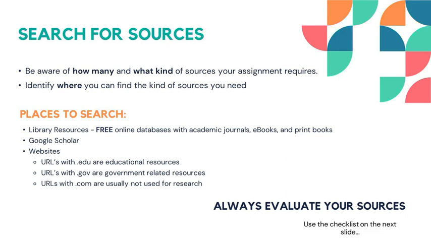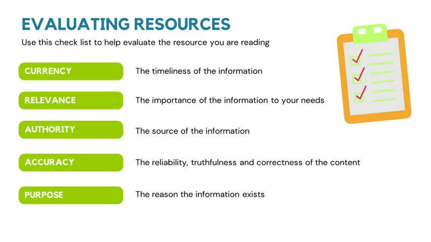Other places to search can be Google Scholar and reputable websites. URLs with .edu are educational resources. URLs with .gov are government-related resources. URLs with .com are usually not used for research. Whatever resource you decide to use, always evaluate your source. The next slide will show you what to look for.